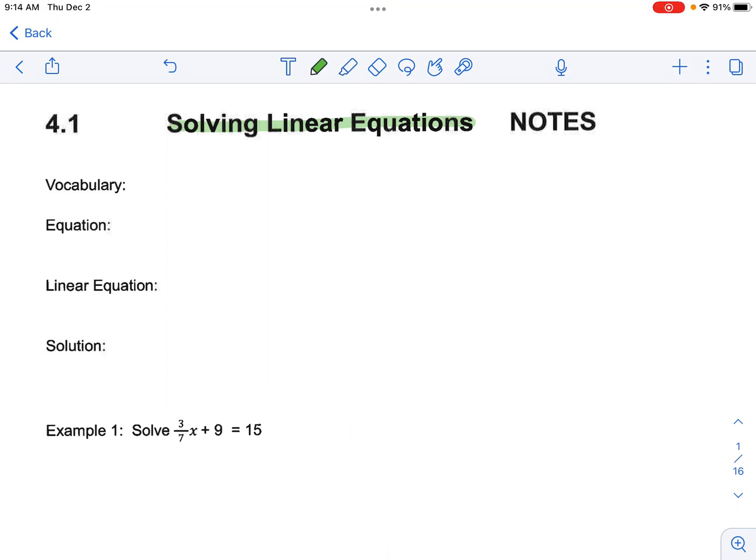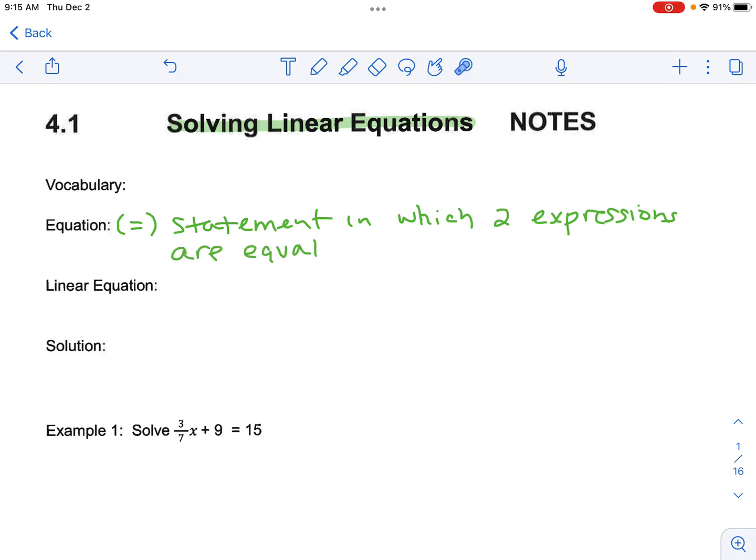So to start out with a little bit of vocabulary, we have an equation, and when I see the word equation, I think of an equal sign. So an equation is a statement in which two expressions are equal. So if you look at the equation below here, we have two expressions. We have 3/7 x plus 9, and another expression of just a number, 15, and they are equal. So those are the parts of an equation.